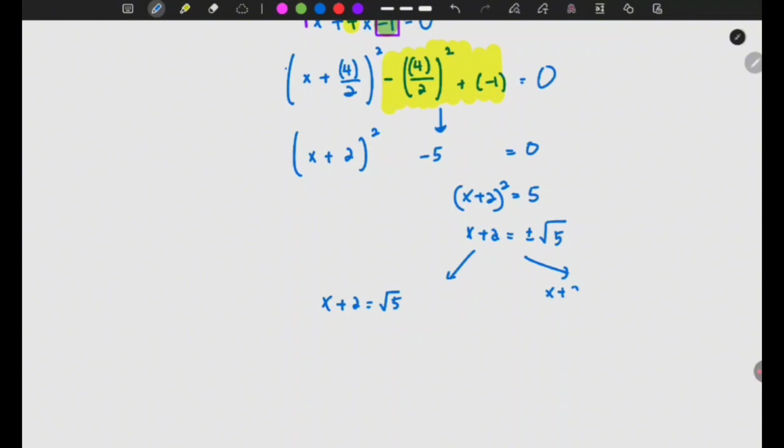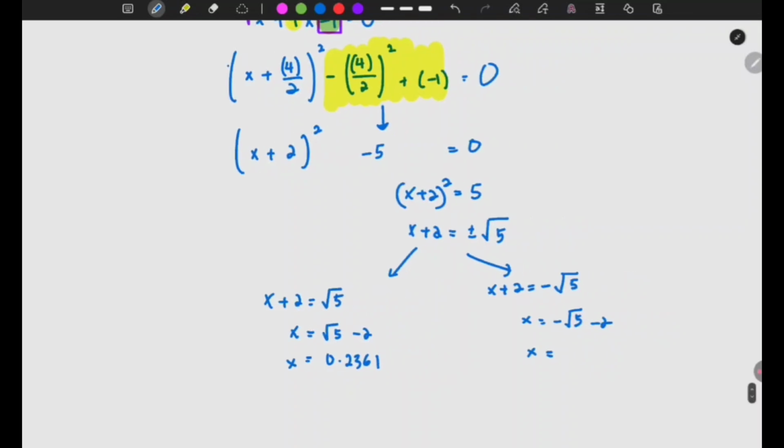And then here, square root 5, you plus 2, bring here minus 2. Here is negative square root 5 plus 2, bring here minus 2 also, and you're going to get your answer. So square root 5 minus 2 is 0.2361. Here negative square root 5 minus 2 is minus 4.2361. And there you go, we have found the value of your x.